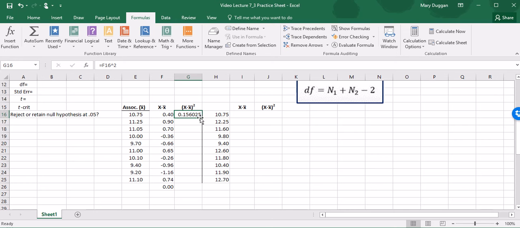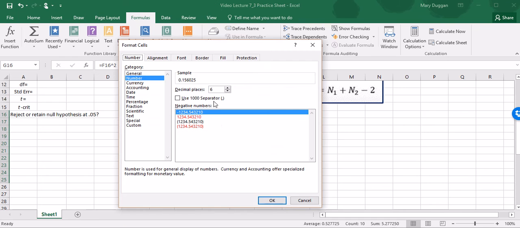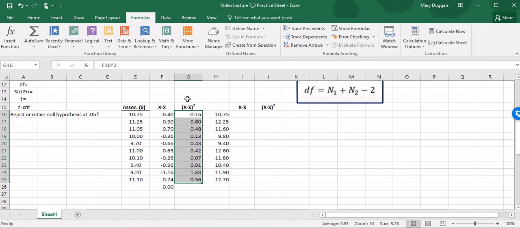Way too many decimal places. We'll fix that in a moment. Alrighty, I dragged it down. I'm just going to format this to be 2 decimals to make my life easier. And then I'm going to sum all of these up, and I end up with a sum of squared deviations of 5.28 for the first group.